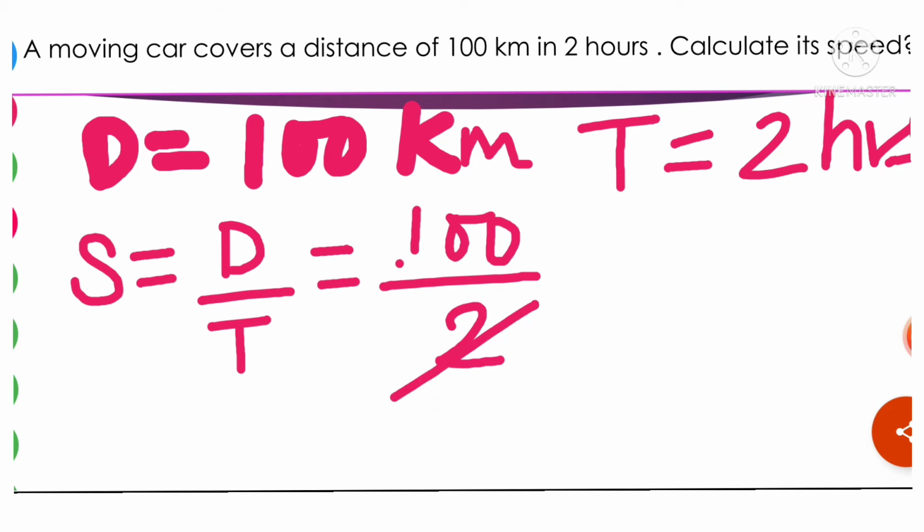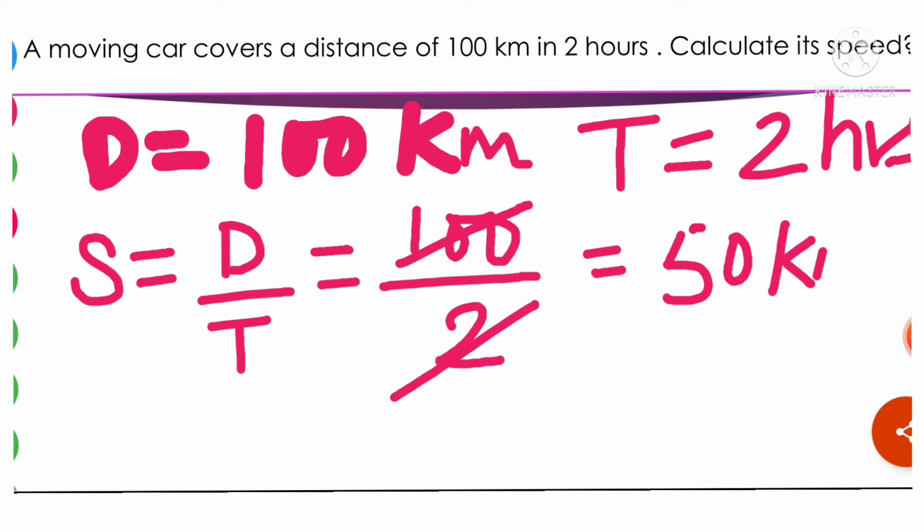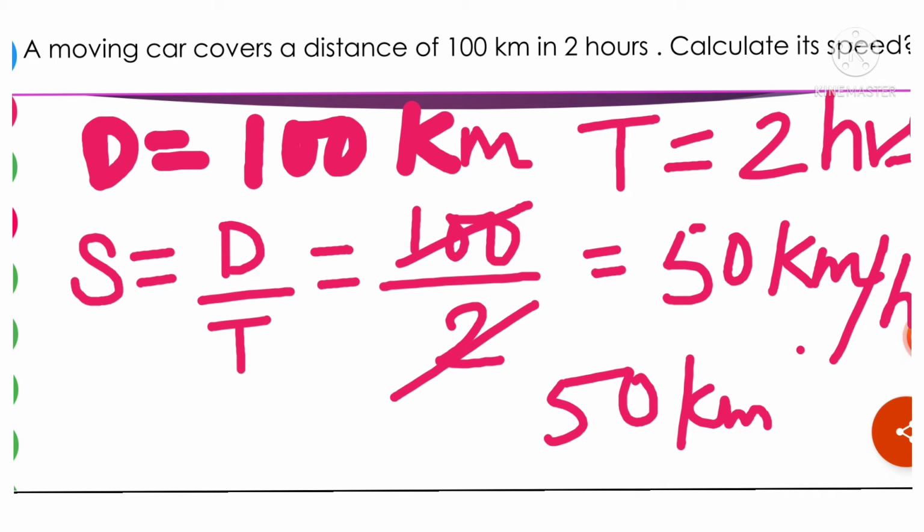Now when you cancel these two, your answer will be 50 km per hour. So this is your answer. What is 50 km per hour? This is the speed of this moving car that has covered a distance of 100 km in 2 hours. ठीक है? So if it covers 100 km in 2 hours, then in 1 hour it covers 50 km. See, the answer is 50 km per hour. This is your answer. I hope it is clear to you.